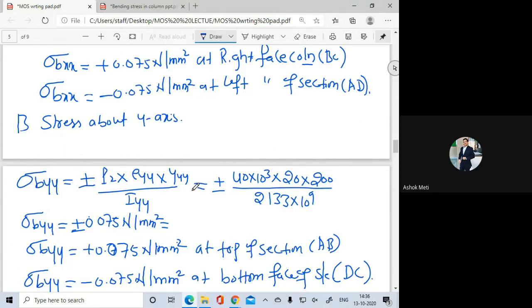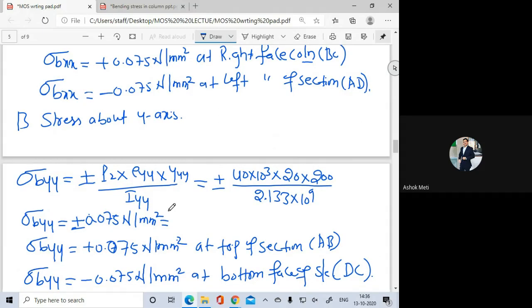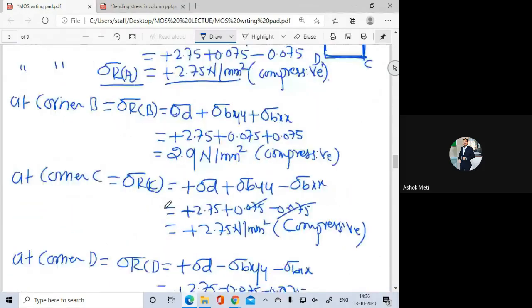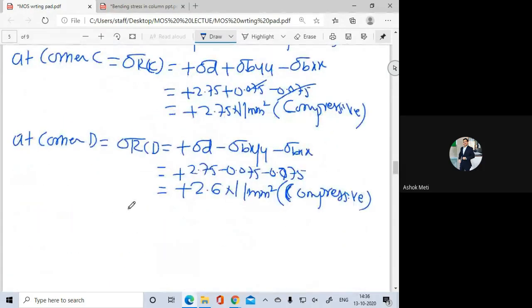Calculation becomes simple. If it is a rectangular section, again Ixx and Iyy will be different, and the yy value will also be different. Okay, so that is there. Next, we will go for another numerical. Any doubt? You can ask me if you have any doubts. Shall we go for the next numerical?